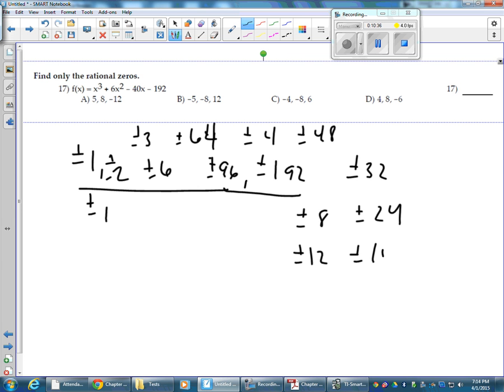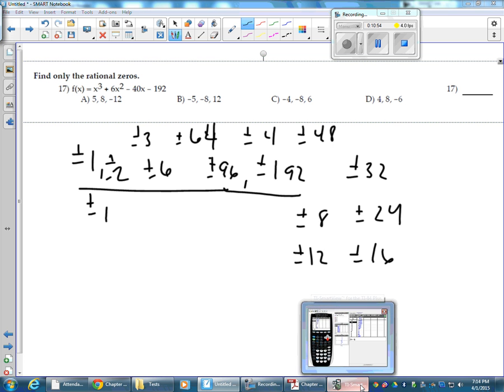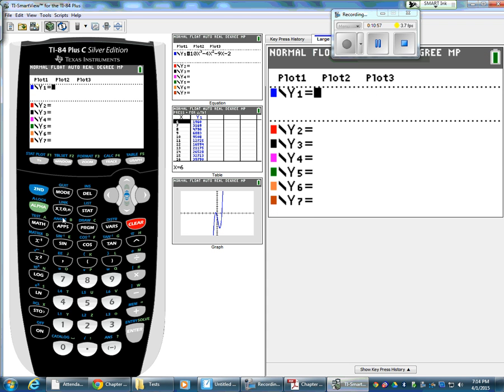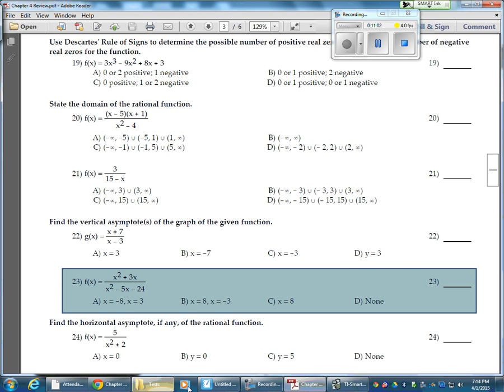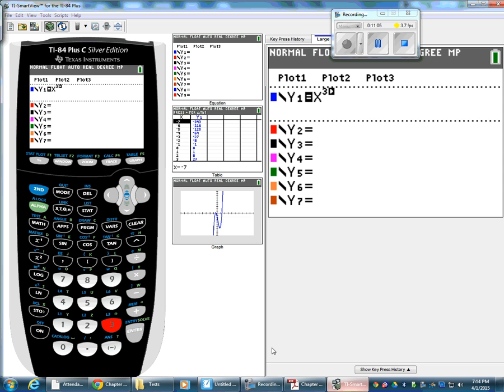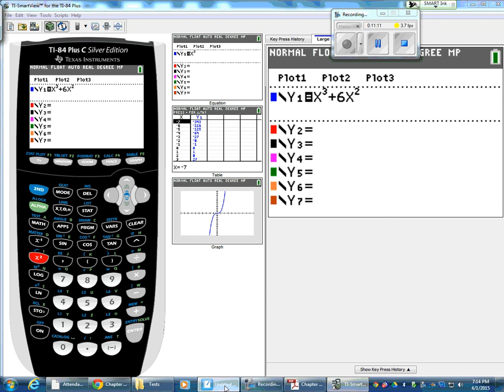So what I want to do is figure out which of these are actually rational zeros for this function. I know it's not going to be 5. That's not a choice. It's not going to be negative 5. That's not one of my choices. So it's either 4, negative 4, negative 8, and 6, or 4, 8, and negative 6. So I'm going to test this on my calculator. If you go to your y equals and look at this function, x cubed plus 6x squared minus 40x minus 192.